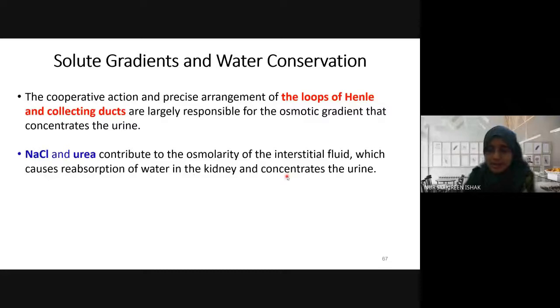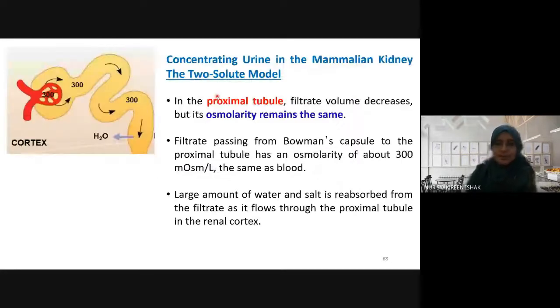Okay, bila ada banyak solute, especially sodium chloride dengan urea dalam interstitial fluid surrounding the loop of Henle, more water will be reabsorbed and you will produce concentrated urine. Okay, so that leads to this model which is the two solute model. So ini awak kena fahamkan betul-betul proses tadi dengan two solute model ni.